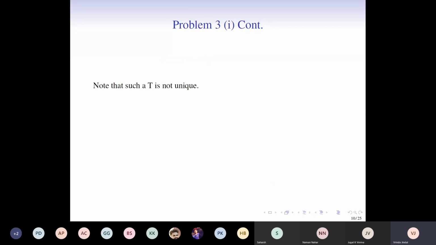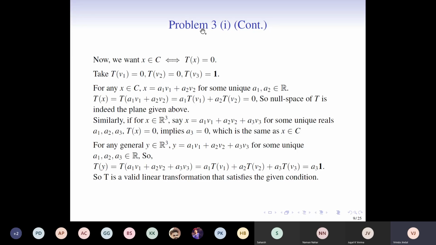One thing to note is that this T is not unique. So how is this not unique? One way to see this is that while defining, we had put in T of V3 equal to 1. If we had put in T of V3 to be any other vector, then we would have gotten different values for T of Y. Or if we took some other basis, the values of V1, V2, V3 would be different, but they would still form a basis of R3, and V1 and V2 would still form a basis of C, but the exact vectors would be different.